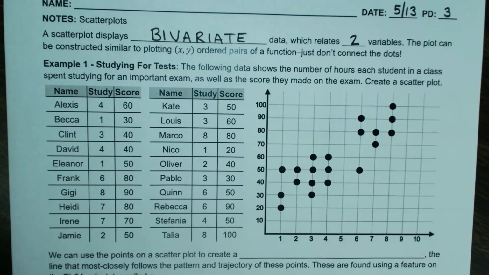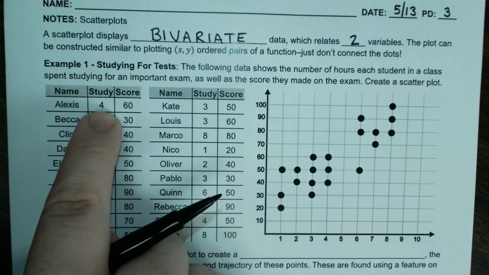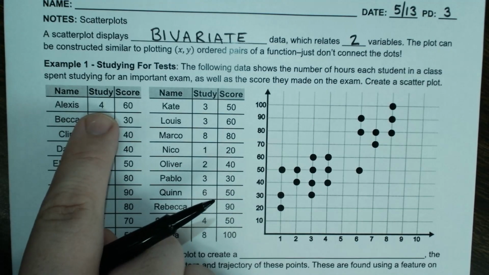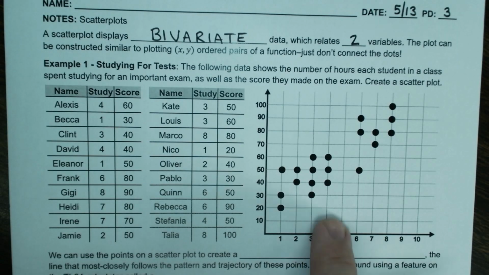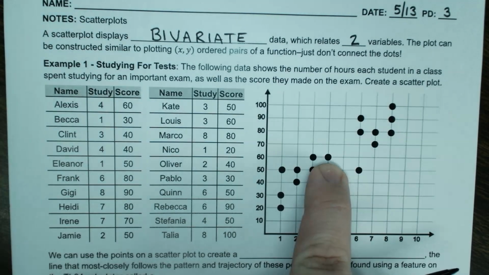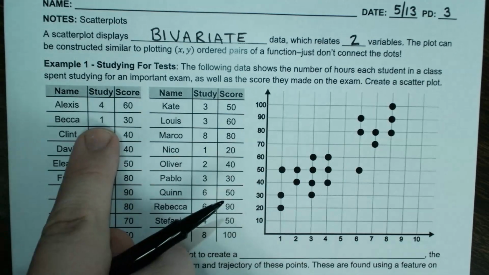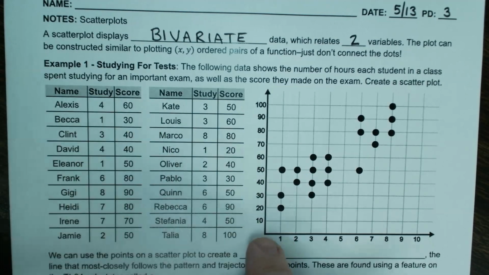This data is trying to relate how many hours people studied for a test to their score on the test. So this person, Alexis, who studied for 4 hours and made a 60, we can see the ordered pair 4, 60, plotted right there. Becca, who studied for 1 hour and scored a 30, we can see 1, 30 plotted right here, and so on.